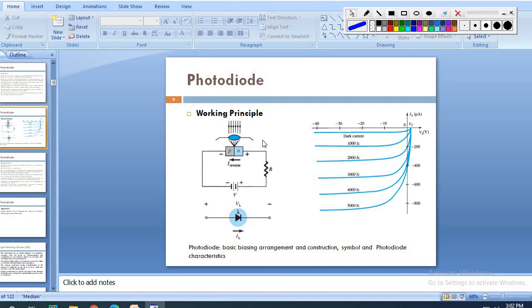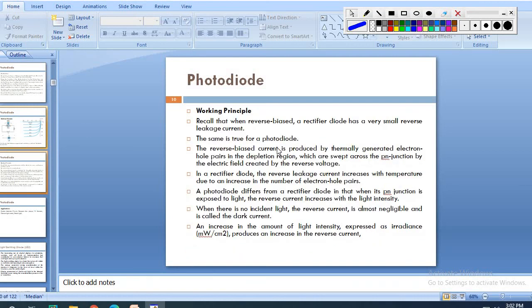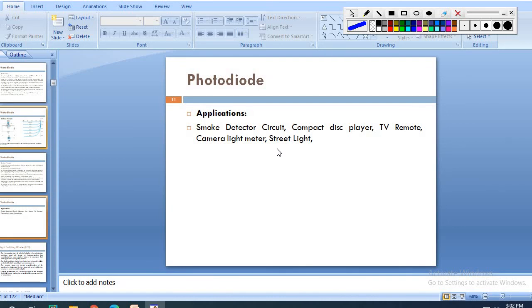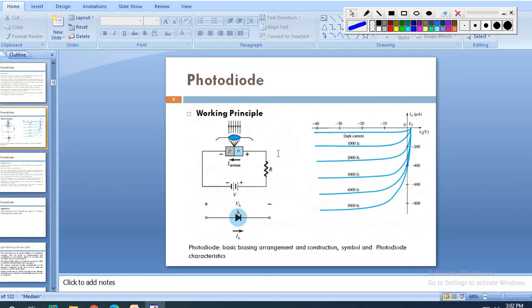So this is the working principle of the photodiode, and these are the applications: smoke detector circuit, compact disc player, TV remote, camera light meter and street light. This is what we discussed.